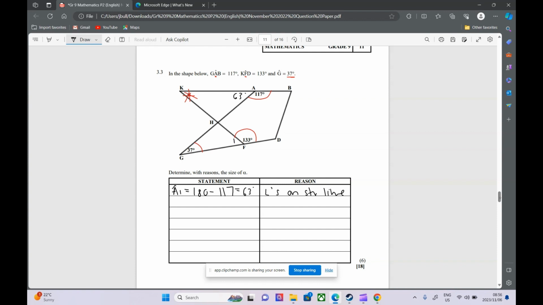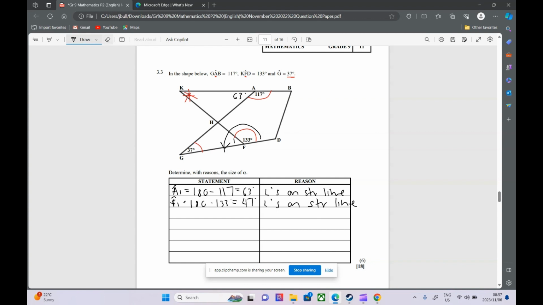So I'm going to say this is F1. Again, we've got angles on a straight line. So we're going to say F1 is 180, take away 133, which is going to give us 47. And again, angles on a straight line is your reason. Put it in. I know it's tedious to write it down, but they do give you marks for that reason.